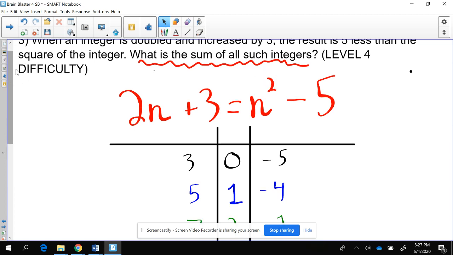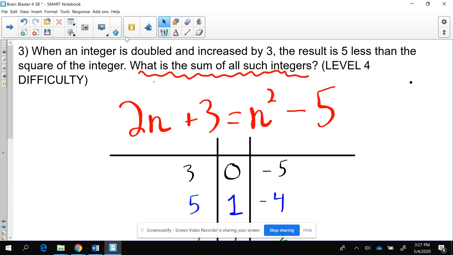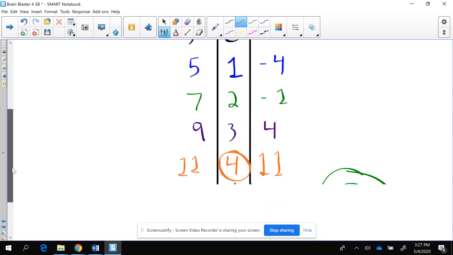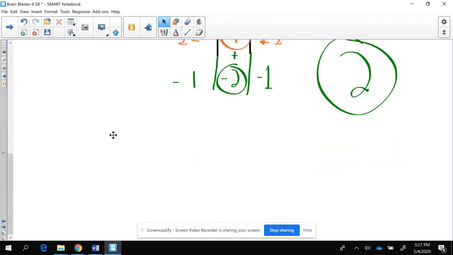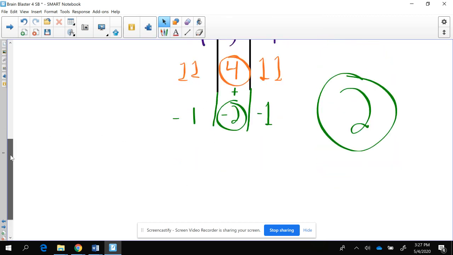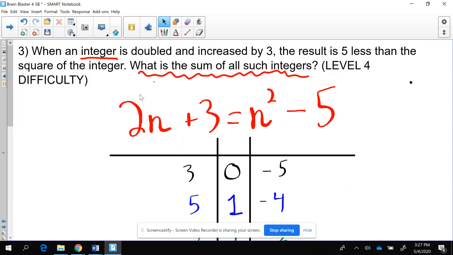And guys, if I see the word integer, you have to know that it could be a negative number. And so when you do this and you keep working, you're going to find another number, and it's going to be the number -2. -2 does work for both sides. Take a look. Right here, -2, look at my cursor. -2 times 2 is -4. -4 plus 3, this side is -1.